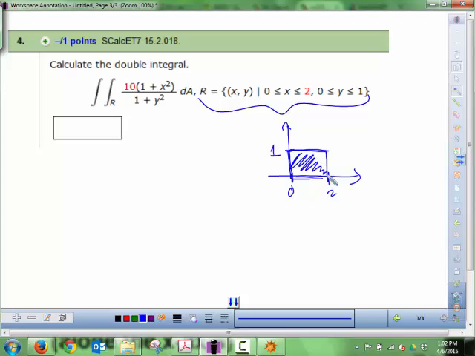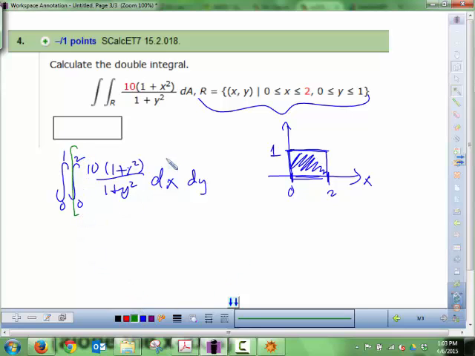So we're asked to calculate the double integral of 10, (1 plus x squared) over (1 plus y squared) dA. Now, I can decide at this point whether I should integrate with respect to x or with respect to y first. For these rectangular regions, again, it really doesn't matter. So let's do it with respect to x first. That means the inner integral will have the x limits of 0 and 2, and then you integrate with respect to y, which has limits from 0 to 1.